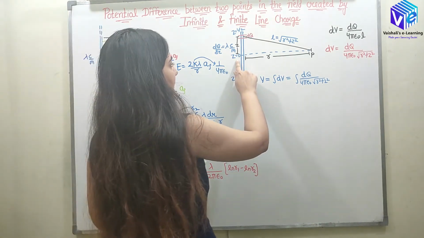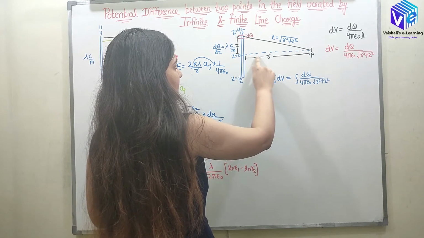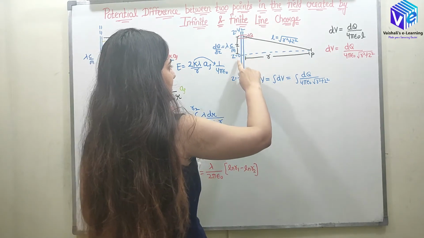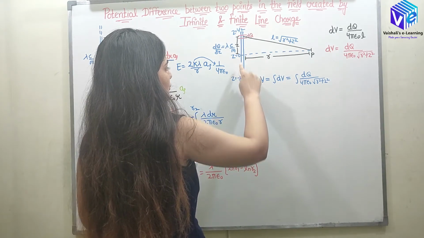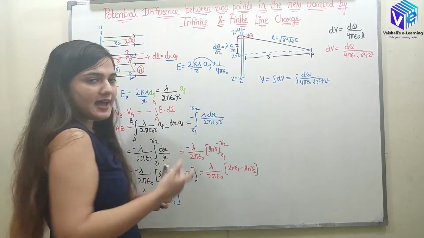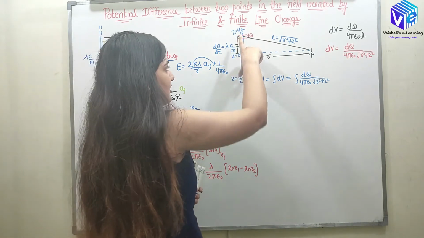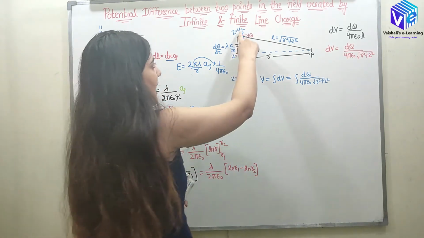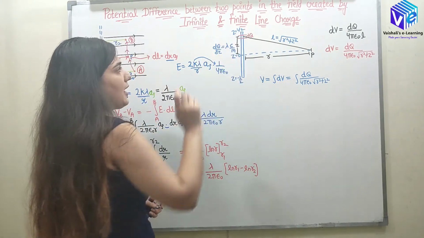Okay, so this is my point 0. So here this is the midpoint of this line. So this is z is equal to 0. This point will be z is equal to minus L by 2 if I have taken the length of this line charge distribution to be L, and this point will be z is equal to L by 2.